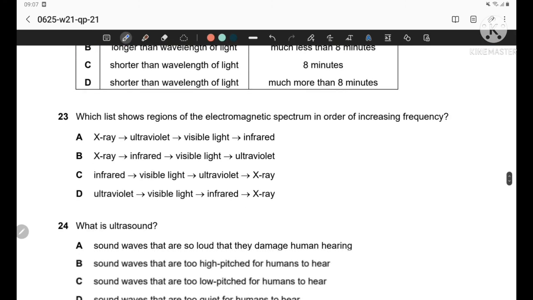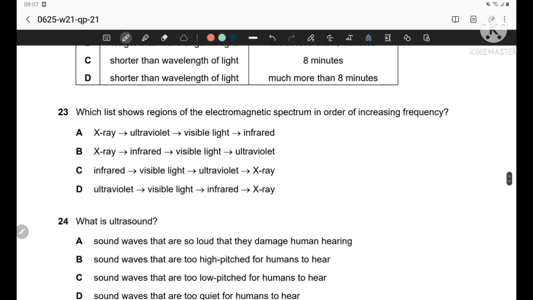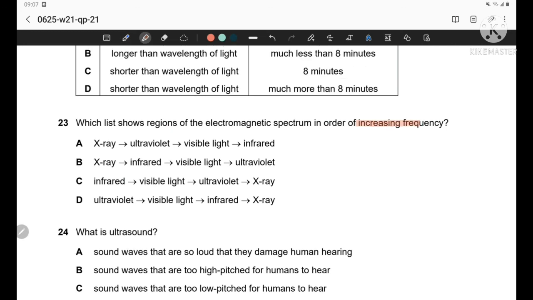Question 23. Which list shows regions of the electromagnetic spectrum in order of increasing frequency? In order to answer this question, you have to memorize the electromagnetic spectrum. Here, increasing frequency. So, the correct answer is infrared, visible light, ultraviolet, and X-ray. Here, the frequency is increasing. Therefore, the correct answer is option C.